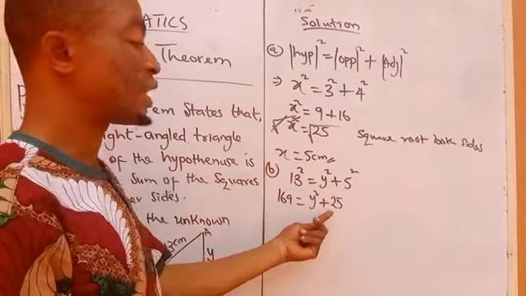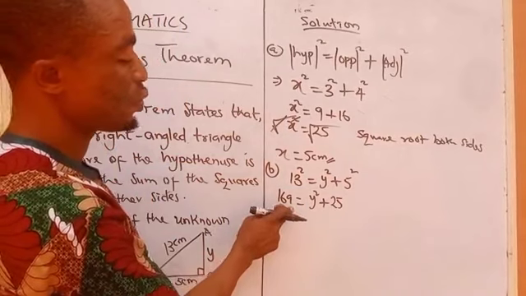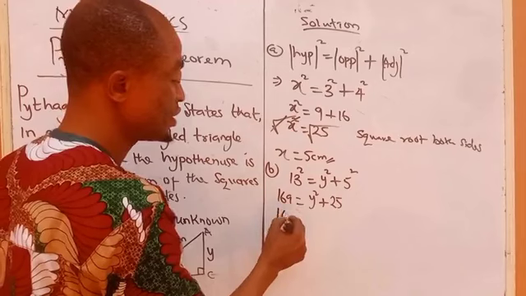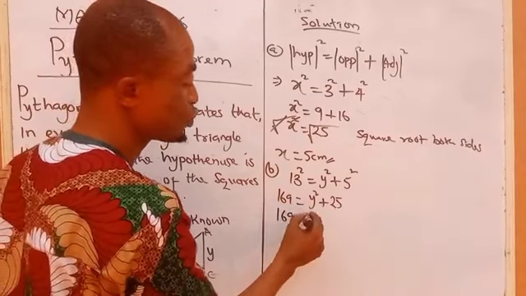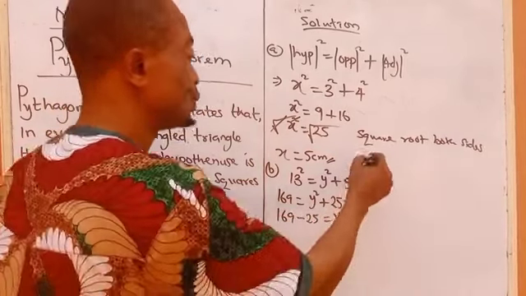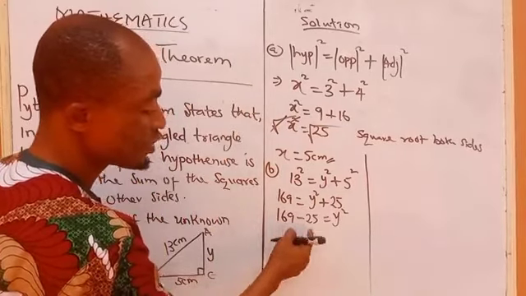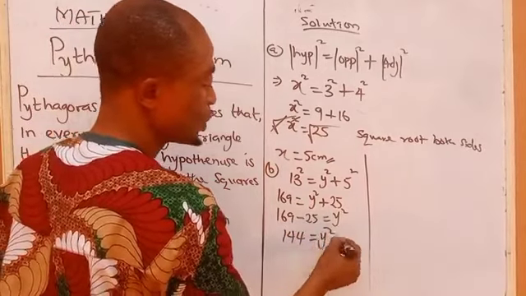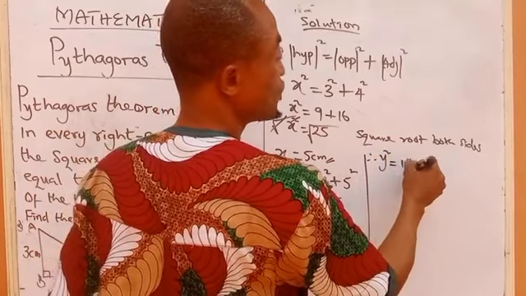So here we can collect like terms. We take this 25 to the other side, to where 169 is. So now we have 169. When plus crosses equal to, it returns to minus 25 equal to y squared. So we proceed from here, that this minus this will give us 144 equal to y squared. Therefore, y squared equals 144.